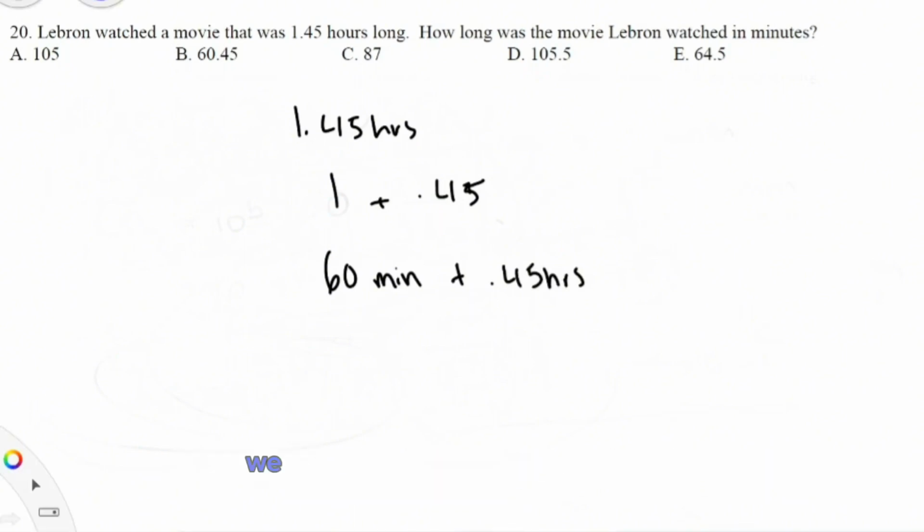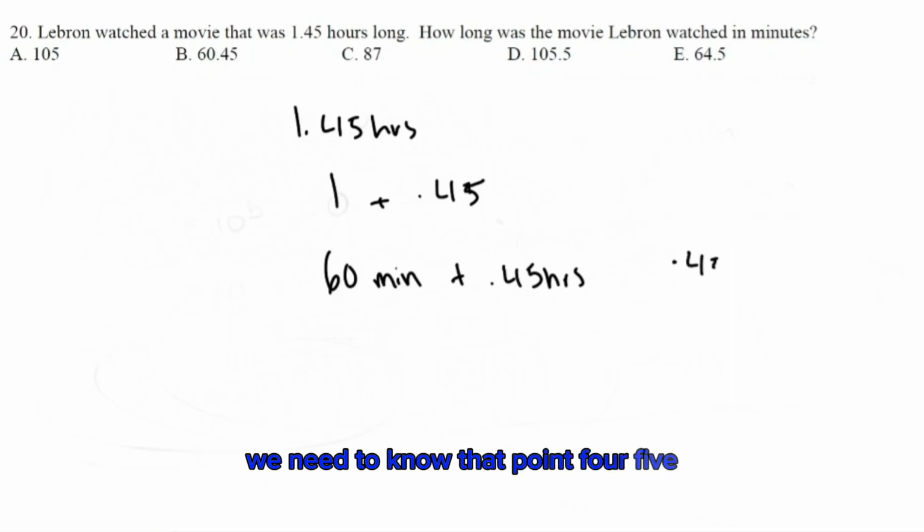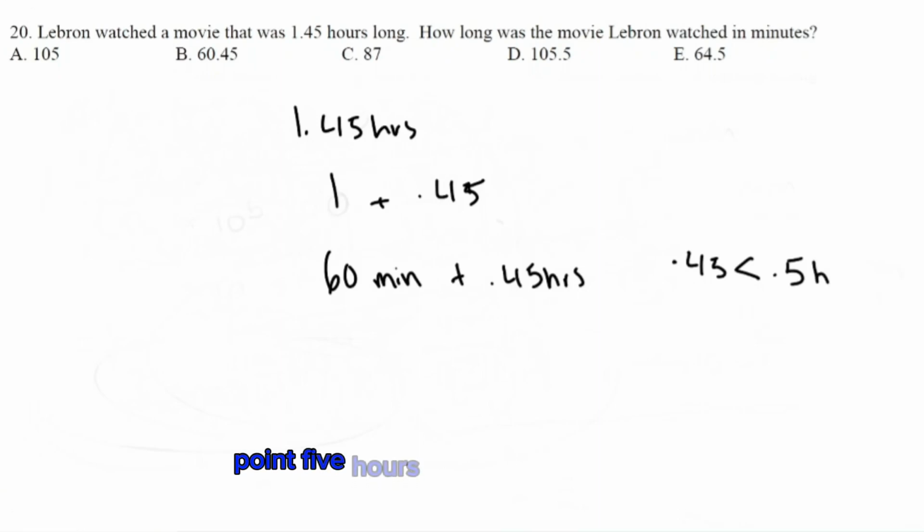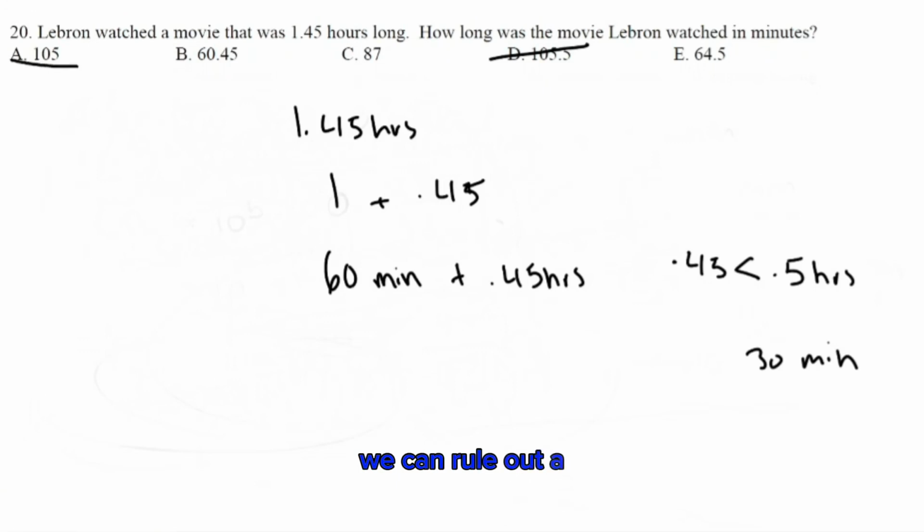To solve this, we need to know that 0.45 is less than 0.5. 0.5 hours is equal to 30 minutes, so it's definitely less than 30 minutes. That means we can rule out D and A. Next, 0.45 is between 0.25 and 0.5. 0.25 hours is just 15 minutes.